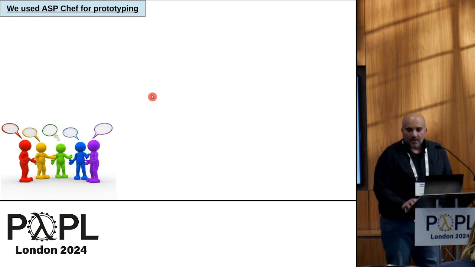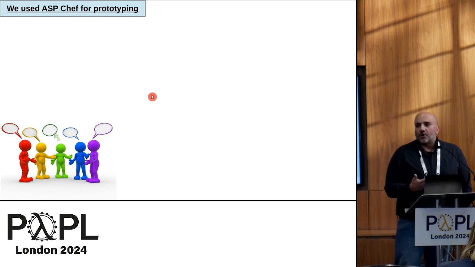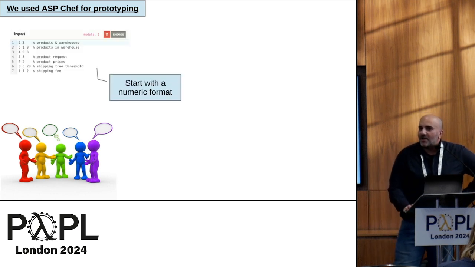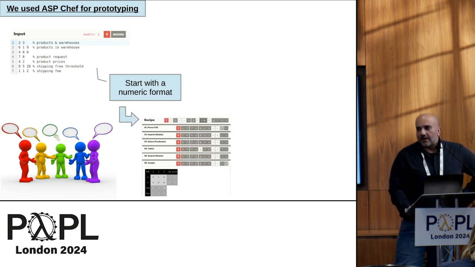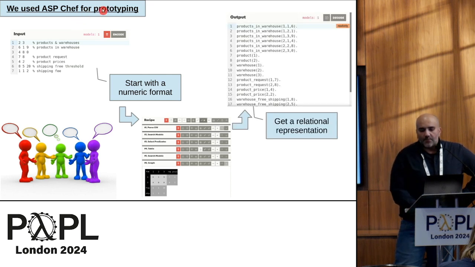Now, how do we approach this problem? We use ASP Chef. ASP Chef is a nice tool for fast prototyping. Essentially, we start with a JSON format that is going to be used by the platform to exchange data. What you do with this format, you apply a sequence of steps that in ASP Chef we call a recipe, and you end up with a relational format that is what we usually use in ASP.